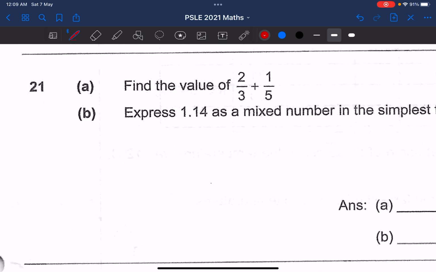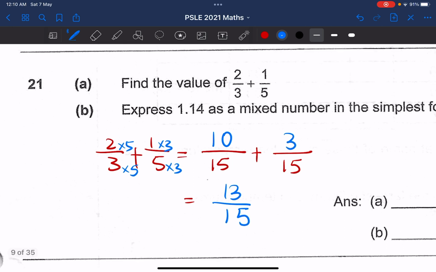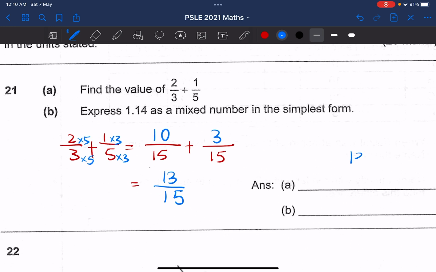Now question 21A, because they are simple, I shall just do a quick one. I will not explain, but addition has got to do with common denominator, right? So I'm going to find both with common denominator like this. Alright, so I have 13 over 15. This gives me 1 mark.